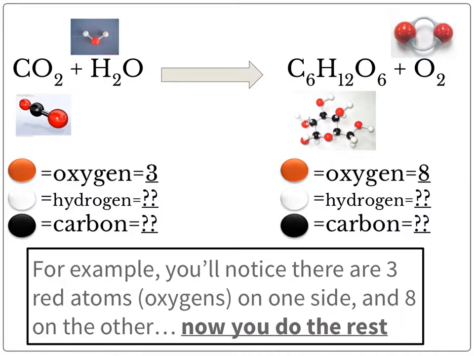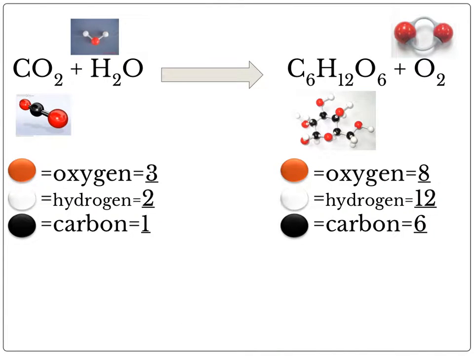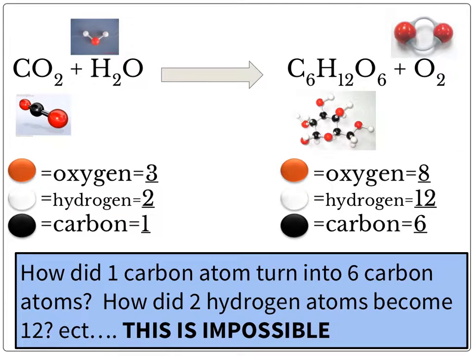So you're figuring out how many hydrogens and carbons there are on the reactant side, and how many hydrogens and carbons there are on the product side. Hopefully these are the answers you came up with, and hopefully you are asking the question, how did one carbon atom on this side of the chemical reaction become 6 over here? How did 2 hydrogens become 12? How did 3 oxygens become 8?